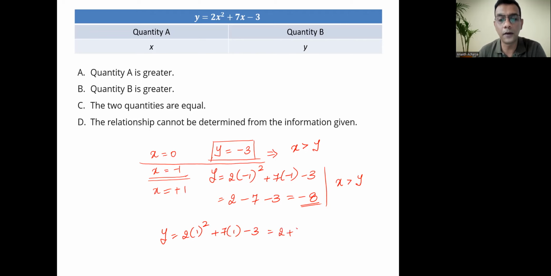That is 2 plus 7 minus 3. That's 9 minus 3. That is 6. Oh no. In this case, what happened? X became less than Y.